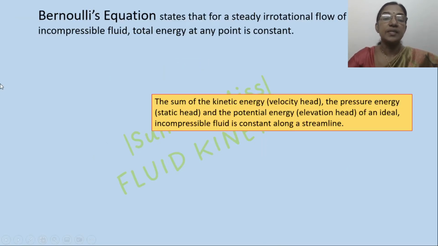So Bernoulli's equation states that for a steady irrotational flow of incompressible fluid, total energy at any point is constant, or the summation of kinetic energy plus pressure energy plus potential energy is a constant. This equation is derived based on certain assumptions, or this equation is valid under these conditions.